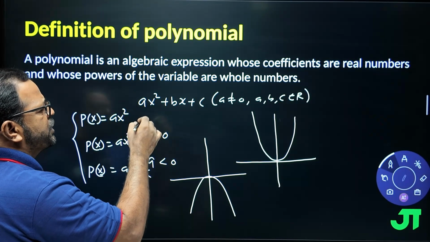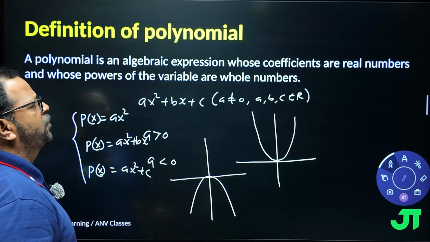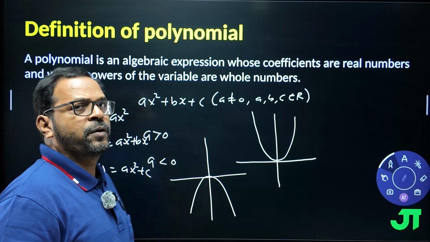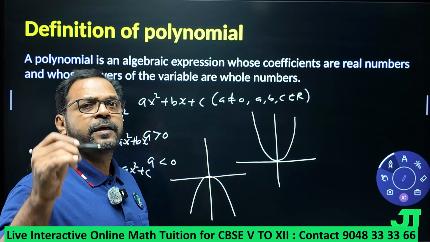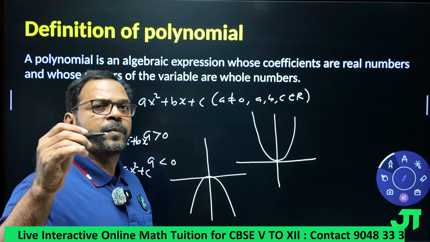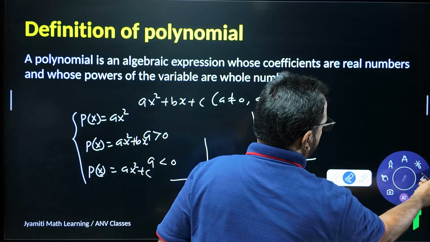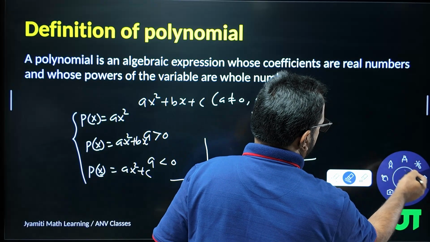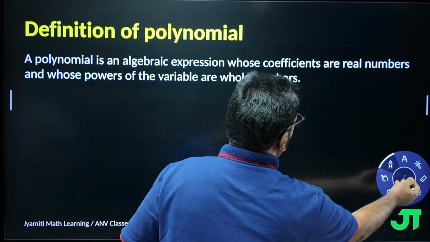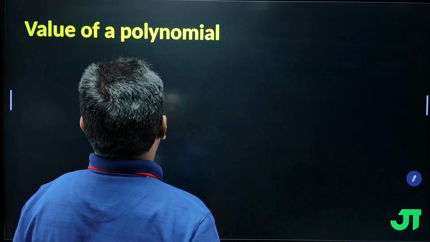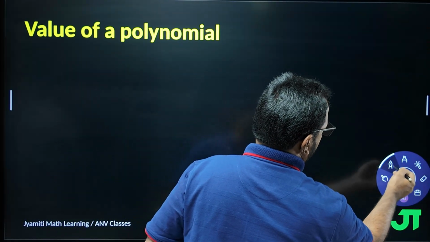When a is equal to 0, the polynomial becomes bx plus c and it is not a quadratic polynomial. A cubic polynomial means the degree is 3, and the standard form is p of x is equal to ax cube plus bx square plus cx plus d. The next thing we have is the value of a polynomial. What do you mean by value of a polynomial?